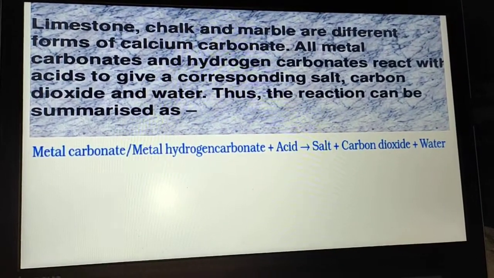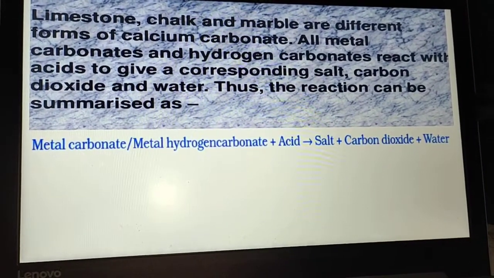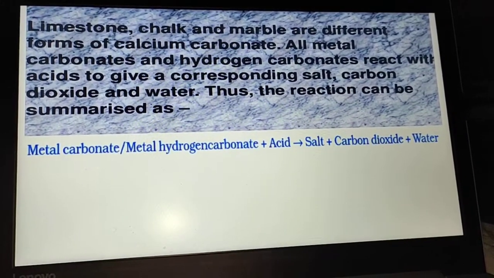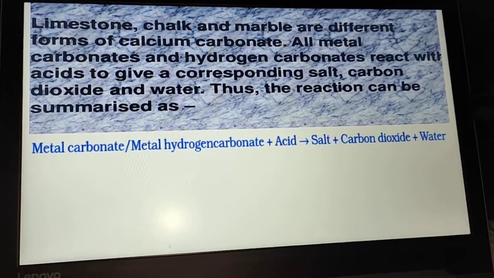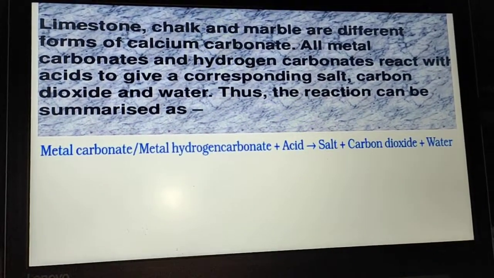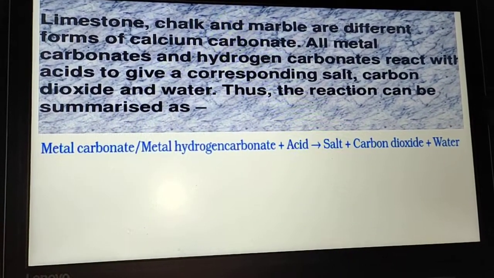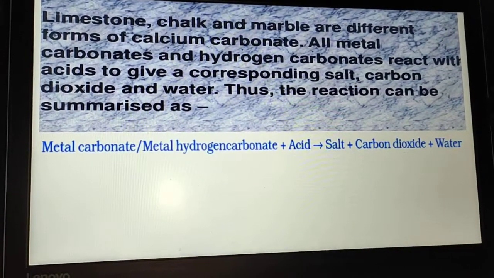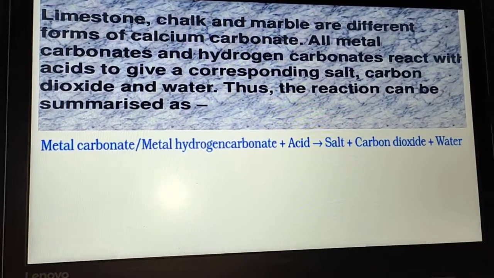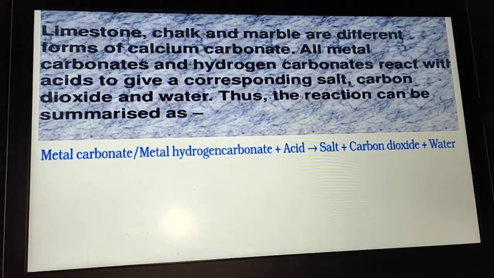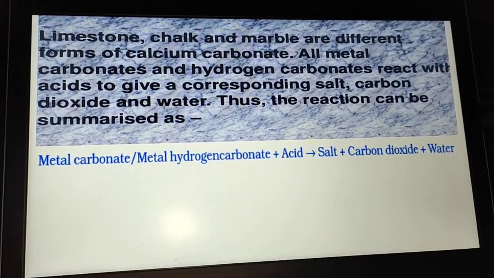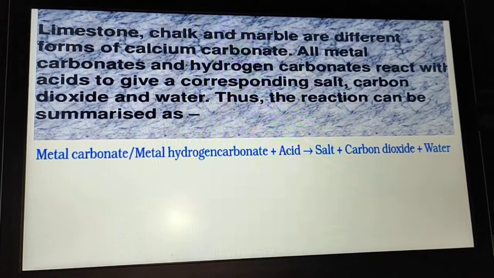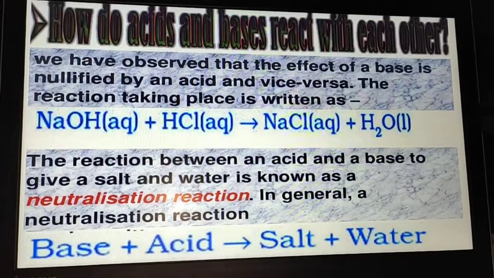Limestone, chalk and marble are different forms of calcium carbonate. So calcium carbonate is CaCO3, and limestone, chalk and marble are the different forms of calcium carbonate but having the formula CaCO3 only. All metal carbonates and hydrogen carbonates react with acid to give a corresponding salt, carbon dioxide and water. Thus the reaction can be summarized. तो अभी हम summarize करके देखें तो metal का carbonate, metal का hydrogen carbonate, when they react with the acid, they form the salt, carbon dioxide and water.